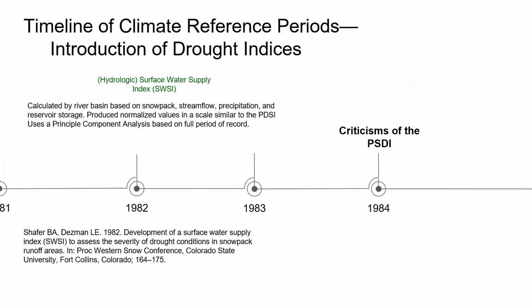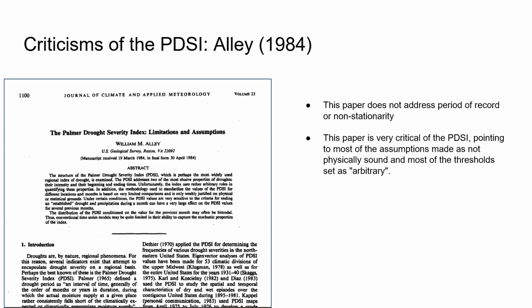Another hydrologic drought index was introduced in 1982 that was similar to the PDSI, but for snowpack runoff. This was based on the full period of record, and this is just one example of how ingrained the use of PDSI had become in the early 1980s. By 1984, there arose some criticism of the PDSI and how it assessed drought. The first of these critiques came in 1984.